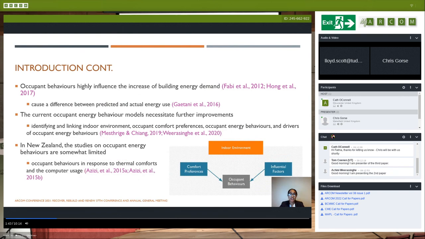It was found these energy behaviors increase the building energy demand. The uncertainty of occupant behaviors driven by complex and dynamic factors causes a difference between predicted and actual energy use. Therefore, existing occupant energy behavior models require further improvements. However, limited research is available globally and mainly in the New Zealand context in terms of identifying surrounding indoor environment, occupant comfort preferences and other influential factors, as well as in terms of bringing these different components together and linking them with occupant energy behaviors. Therefore, the current study is trying to address these gaps.